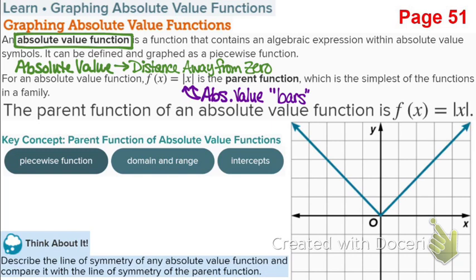The parent function for an absolute value looks like this guy right here. And this is my function rule for the parent. A parent function is going to be the most basic function of that family group. So this is absolute value of just x. We're not adding or subtracting anything. We're not multiplying anything by it. All the other absolute values in this entire family are going to have this same shape to it. They're going to have this V shape. This point down at the bottom, where the two lines come together, this is called my vertex.